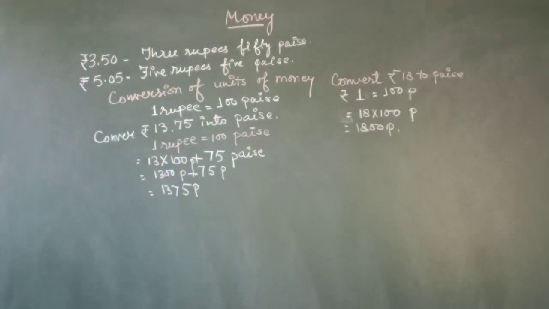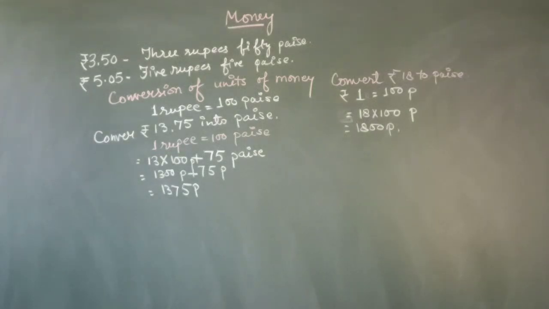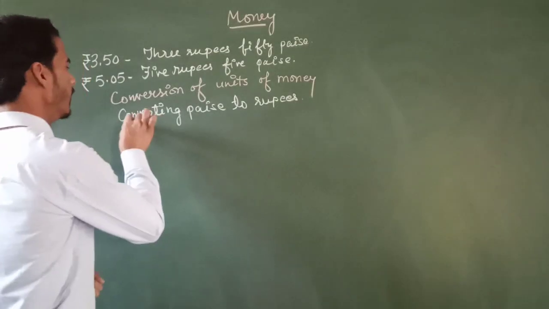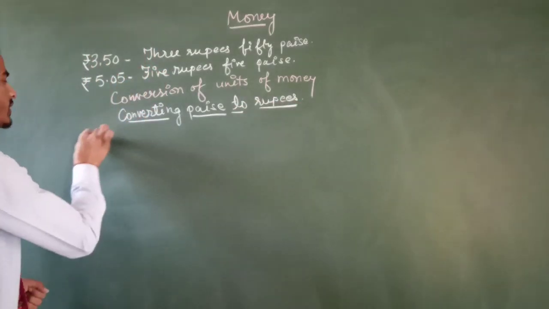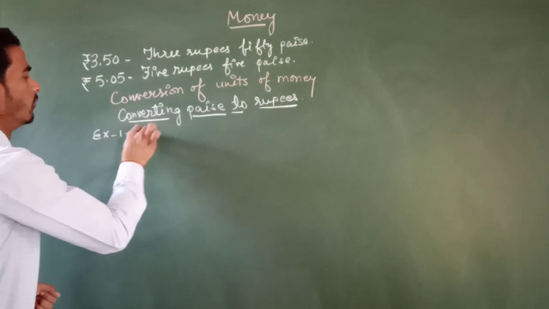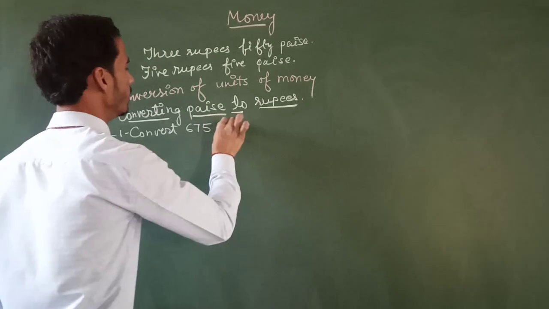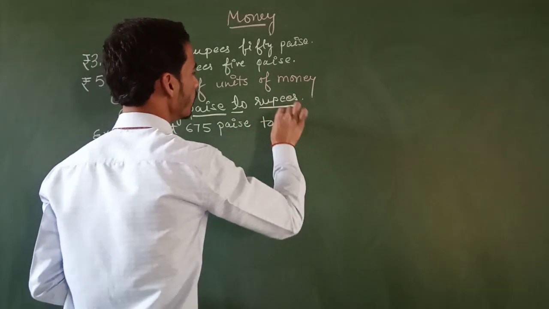Okay, and now we have to learn converting paise to rupees. That is the topic, converting paise to rupees. Okay, there is the first example. Convert 675 paise to rupees.